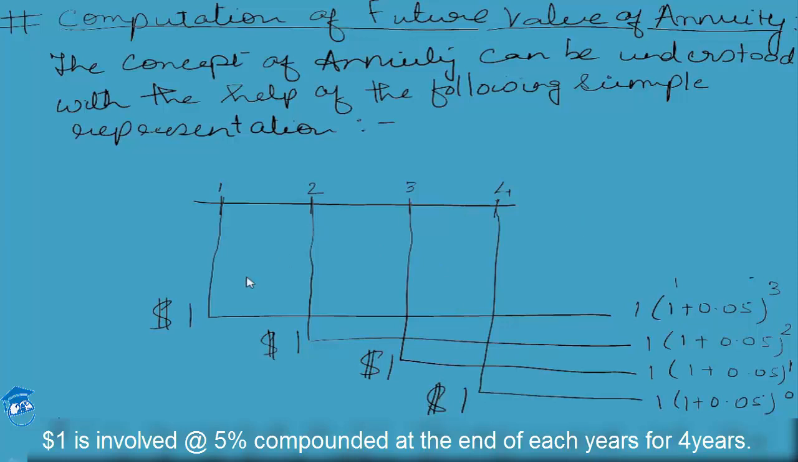So pay very close attention to this. This $1 which has been invested at the end of 1 year grows for the next 3 years at the rate of 5% per annum compounded annually. Why is it so that it is growing for the next 3 years?